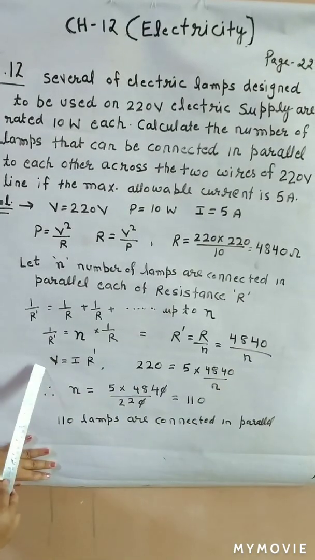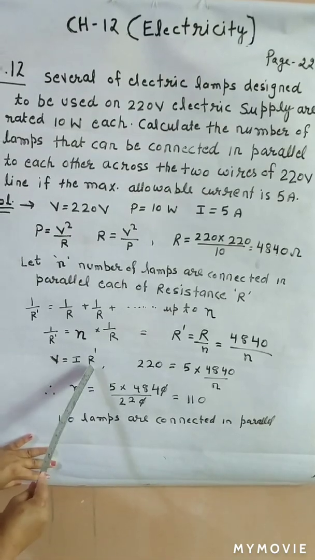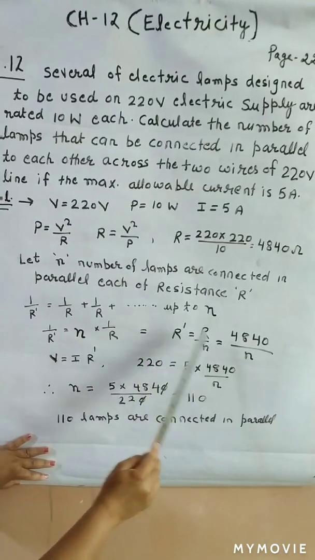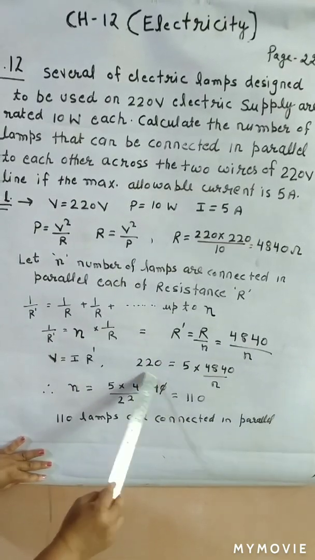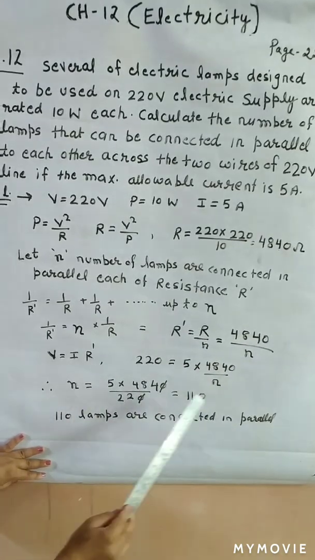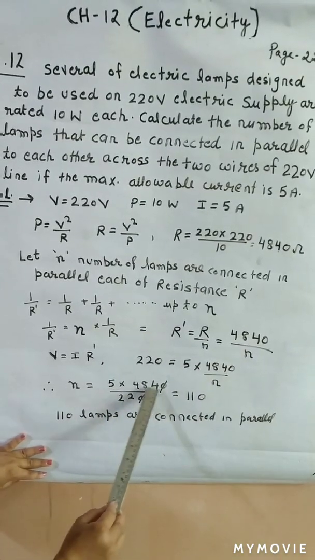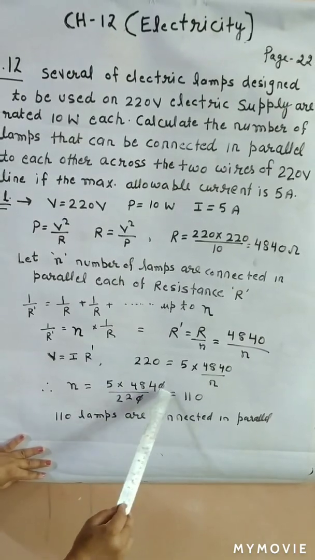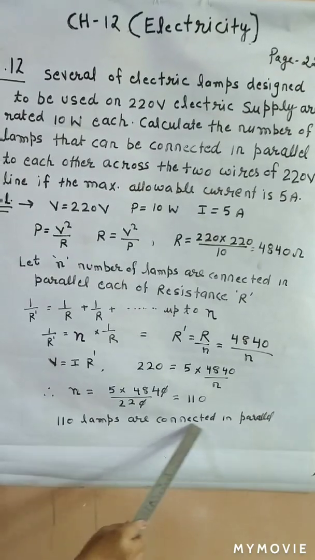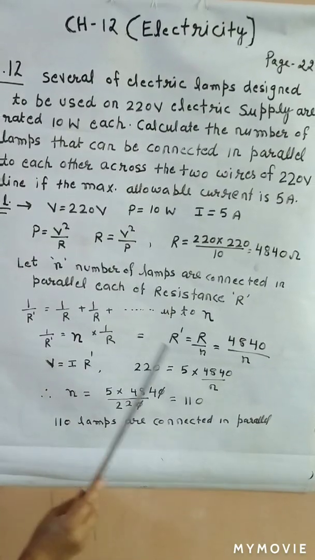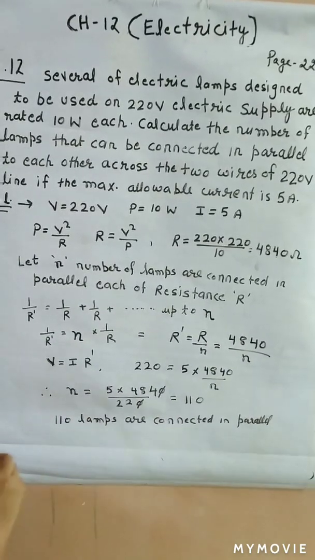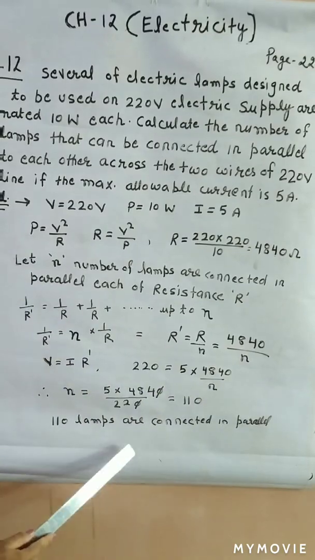Now we have to calculate the number of resistors. So we know that the total potential is total current into total resistance. But we do not have this value, we have it in terms of R by n. So we will substitute 220 equals 5 into this value. So from here we will calculate n. Cross multiply, and then you will be able to solve this. 5 into 4840 upon 220, that is 110. So 110 lamps are connected in parallel when their value is 4840 ohm, and only after that can we draw the current of 5 ampere.